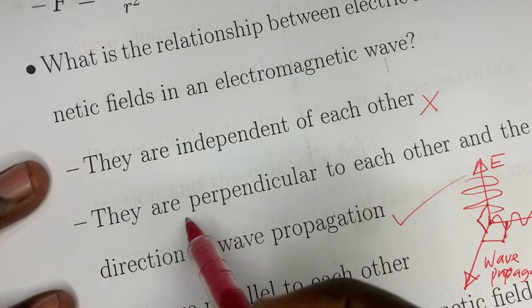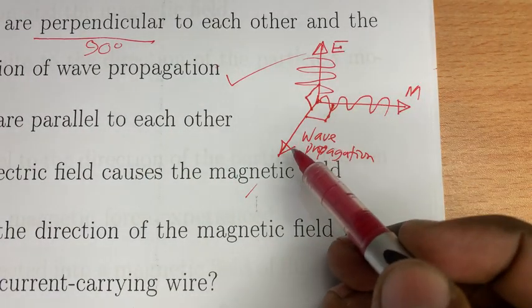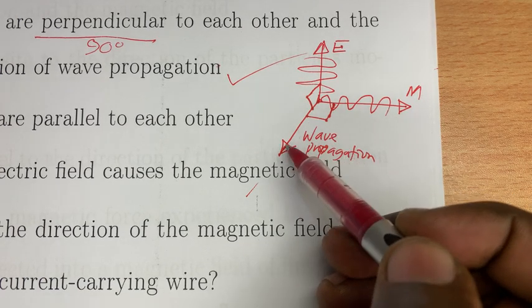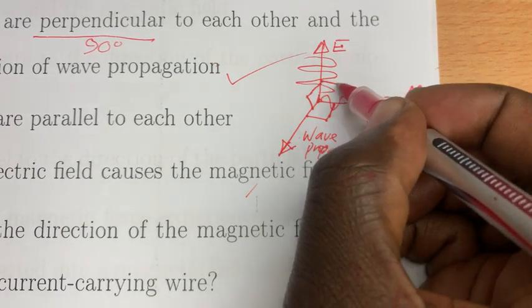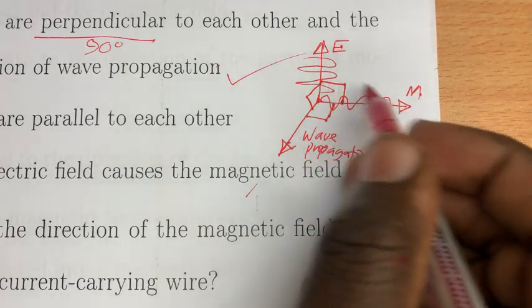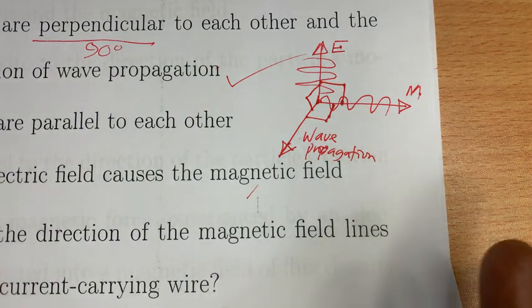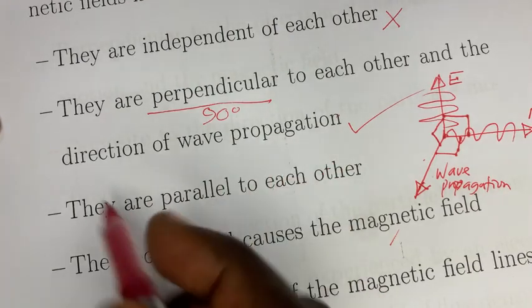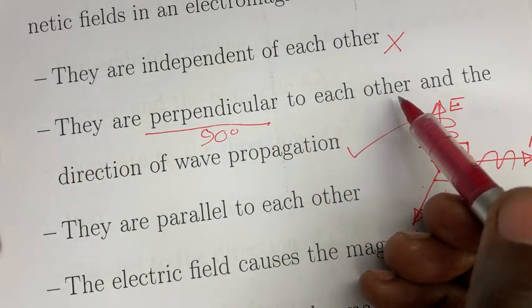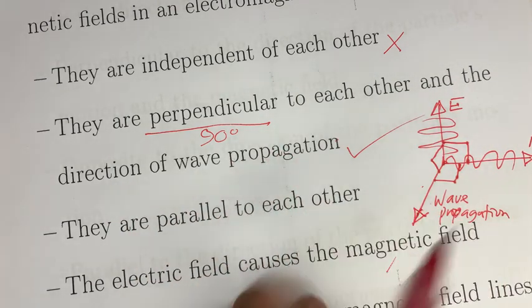That is the meaning of perpendicular, making angle 90 degrees. So electric field is making angle 90 degrees with the direction of wave propagation. Magnetic field will also do the same, and between electric and magnetic field too, you have 90 degrees. So they are mutually perpendicular with each other. This and these are perpendicular, this and these are perpendicular. This is why the second option is correct. They are perpendicular to each other, meaning electric and magnetic field, and the direction of wave propagation.